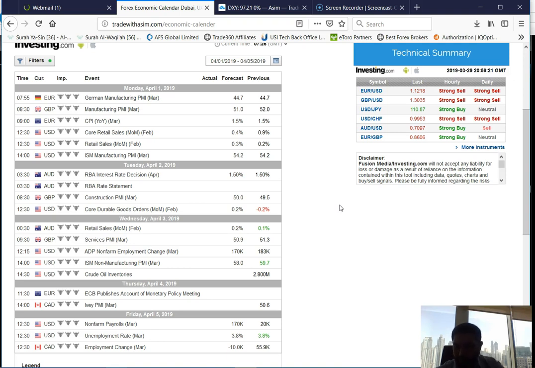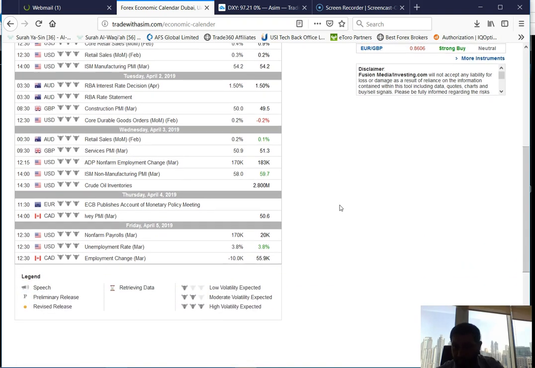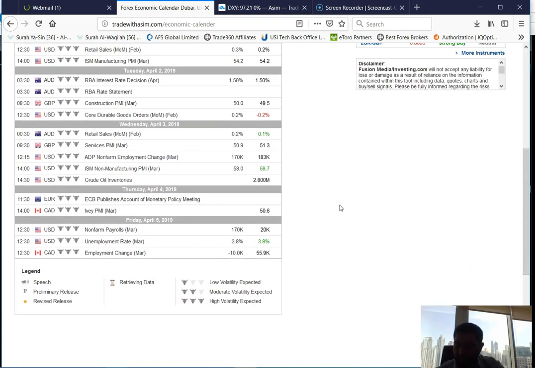non-manufacturing PMI and crude oil inventories are really important events. On Thursday, we don't have a lot of important events, as from the Eurozone we have a monetary policy meeting, and on Friday we have non-farm payrolls, one of the really important events, and we do expect bigger volatility in the market on Friday from the States' non-farm payroll.